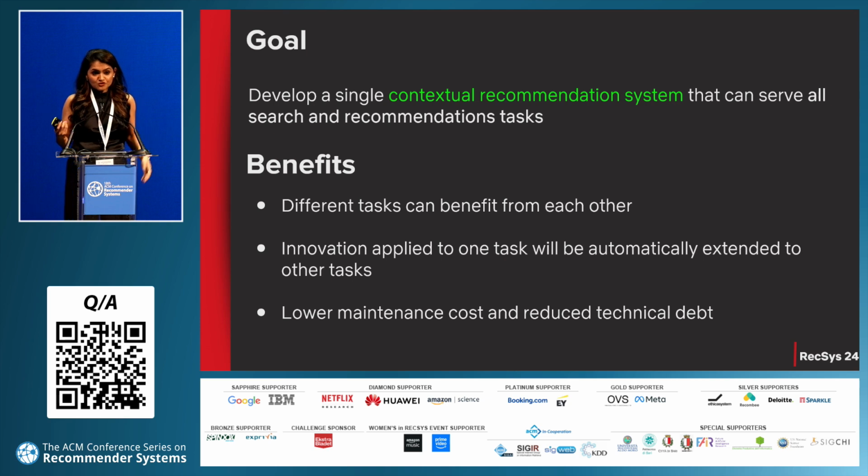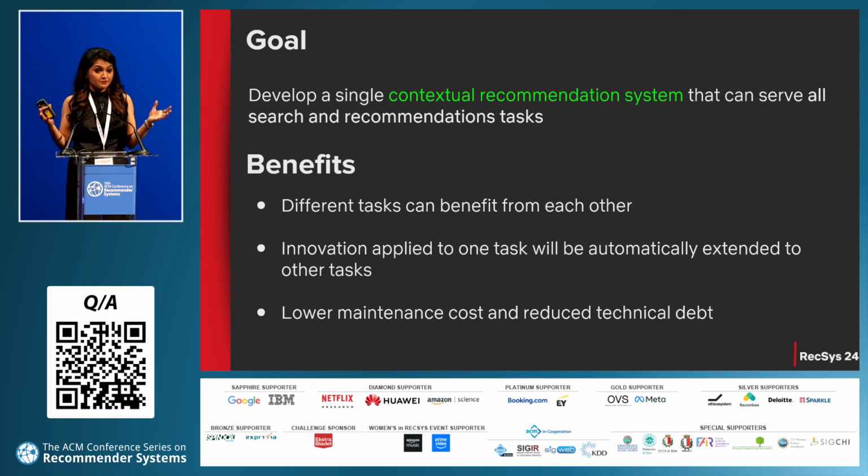So what we set out to do here is we wanted to develop one single recommendation model, a contextual recommendation system that can then serve search and recommendation tasks, specific types of recommendations at least. And we hypothesized that here are some benefits of being able to do that. First is, we thought, and we proved, that these different tasks will benefit from each other. So the search task and the recommendation task will actually help each other.